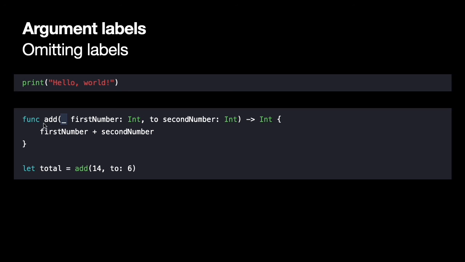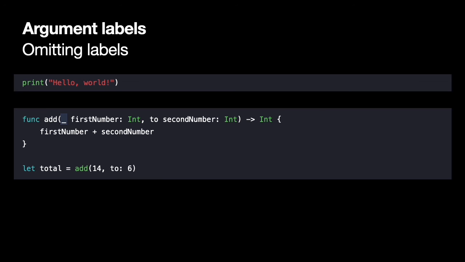Here's an example where we define an add function showing how we can omit an external label. We use an underscore for the first label, which is the external label, and then the second label, which is the internal label, is firstNumber. So internally, we're using firstNumber for the implementation. Externally, we don't have a label for that first parameter. And that way, we can have a function where we can call it add 14 to 6, which reads off very swifty.